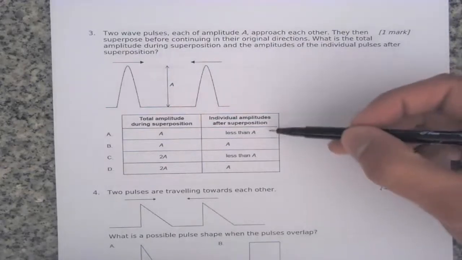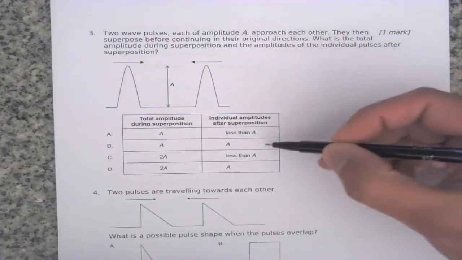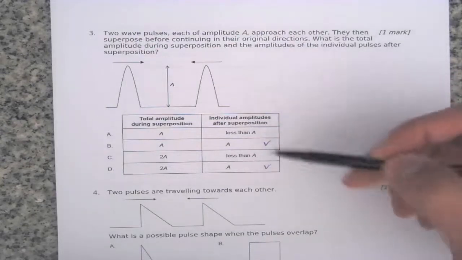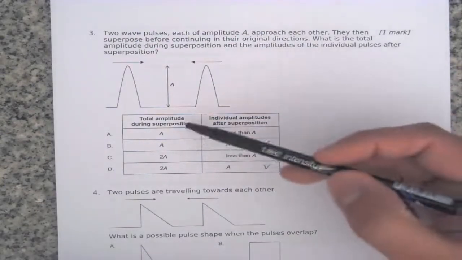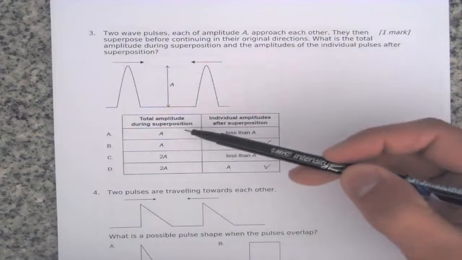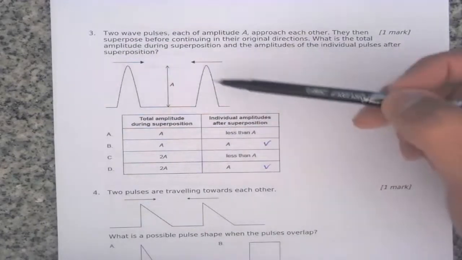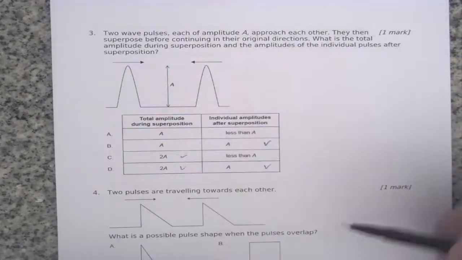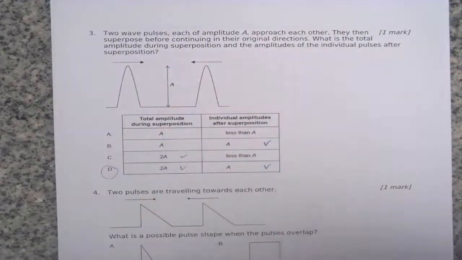So let's see the individual ones. After, of course, it's going to be the same. You cannot have less than this, you don't lose any energy. And for the total amplitude during superposition, you see that they're going to add up together and it's going to give you 2A. So the correct answer here is D.